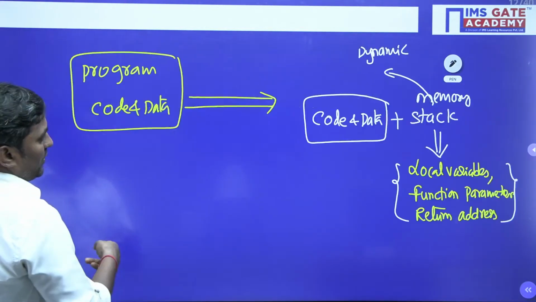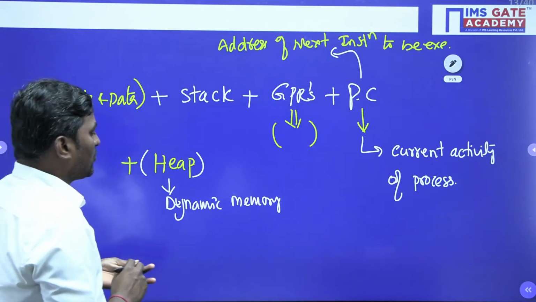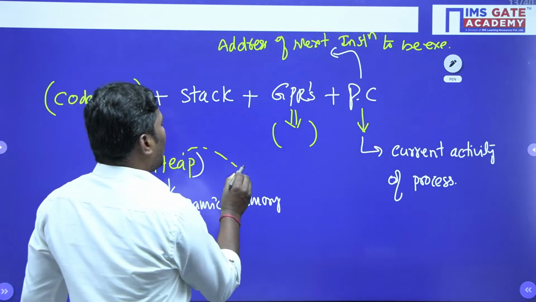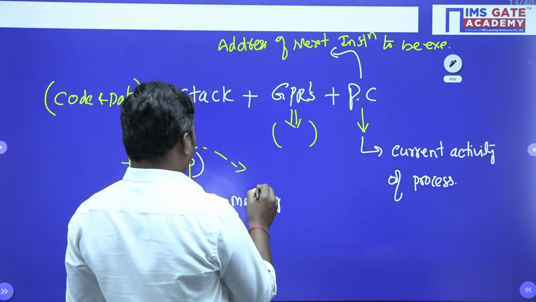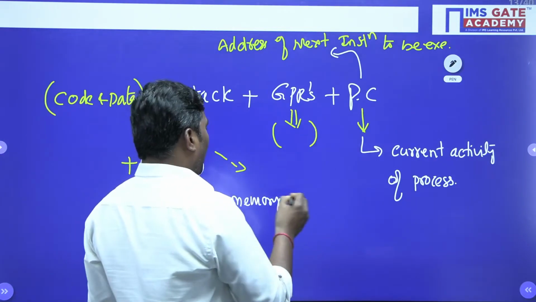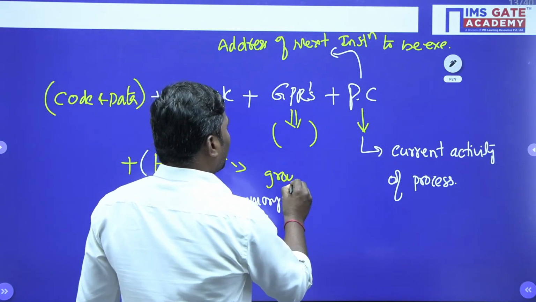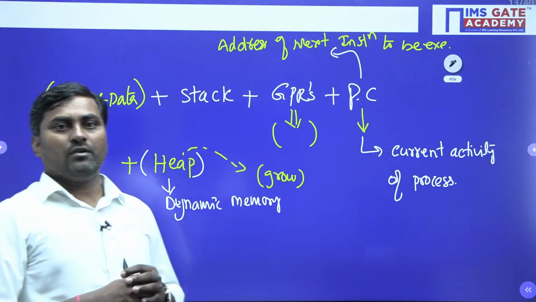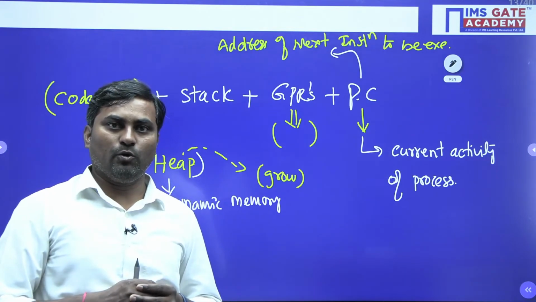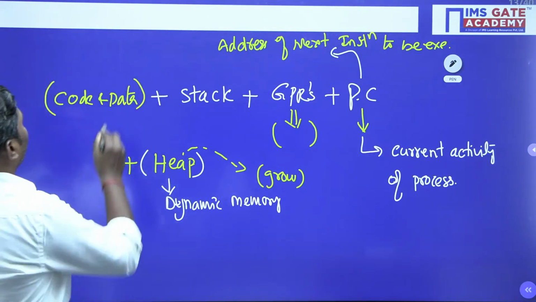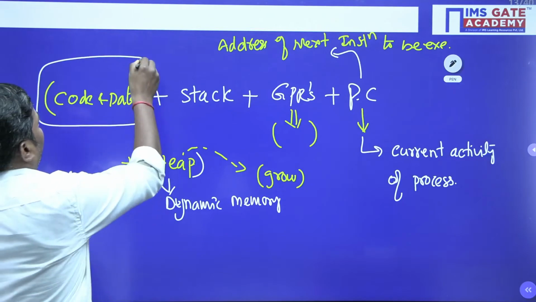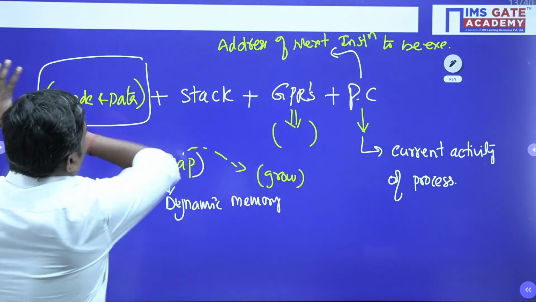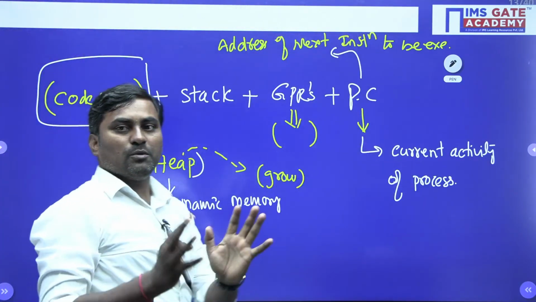I hope this is clear. Is it clear? Heap portion also we are adding. So this is also a dynamic area, dynamic memory. It can grow or shrink. This area also can grow or shrink. I hope this is clear. See, now this is only a program. For this various things I added, and this entire picture becomes a process.